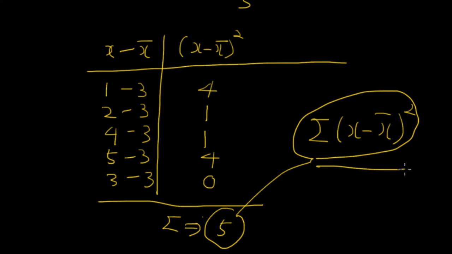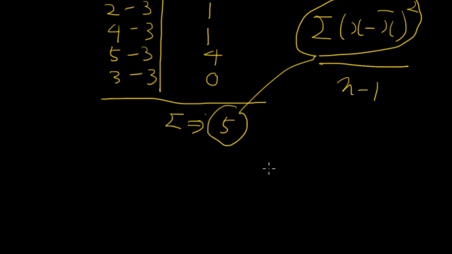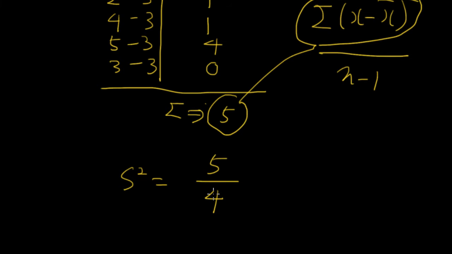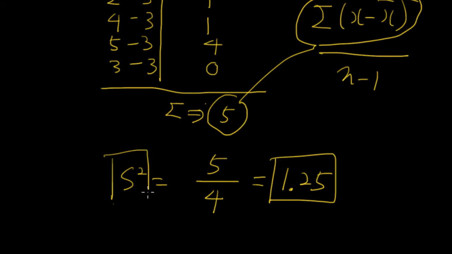Now we need to divide that by n minus 1, right? So we need to do s squared equal 5 divided by, what's n? How many data point? We have 5 data point minus 1, which is 4, right? Okay, so 5 divided by 4 is what? 1.25. This is going to be our s squared, which is the variance value.